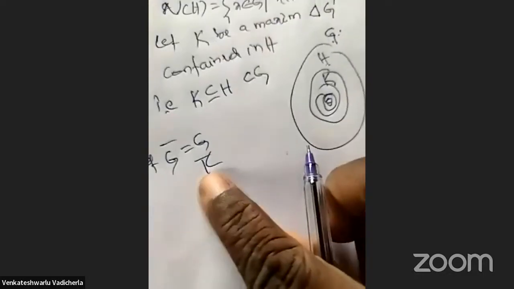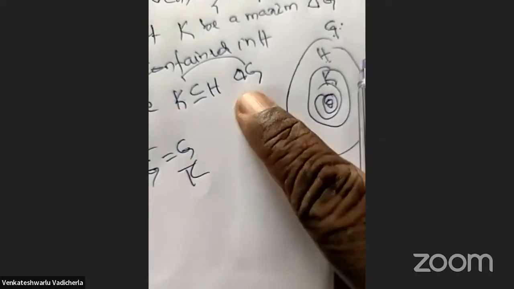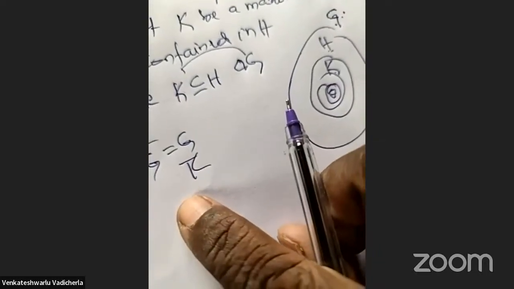G by K, where K is a normal subgroup of G. G by K is called a quotient group. I have said many times, in a quotient group there are left cosets and right cosets. The quotient group of K in G.